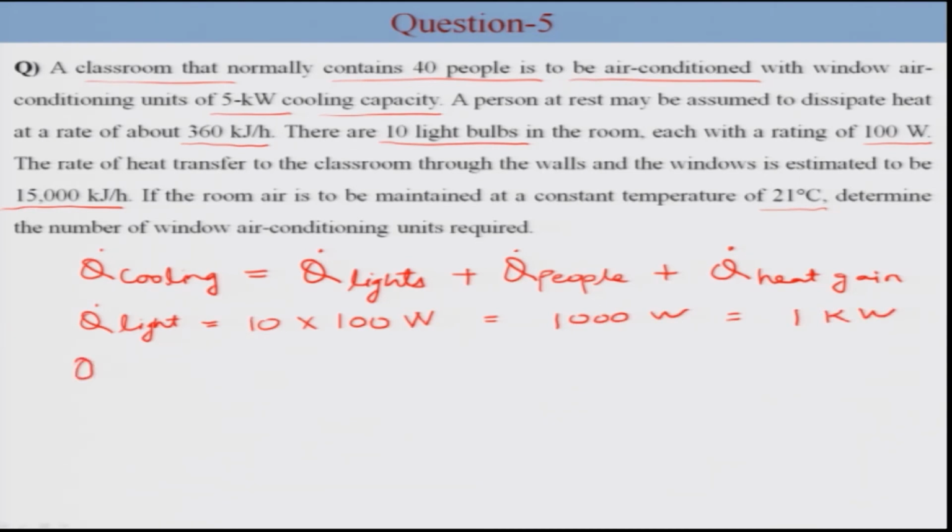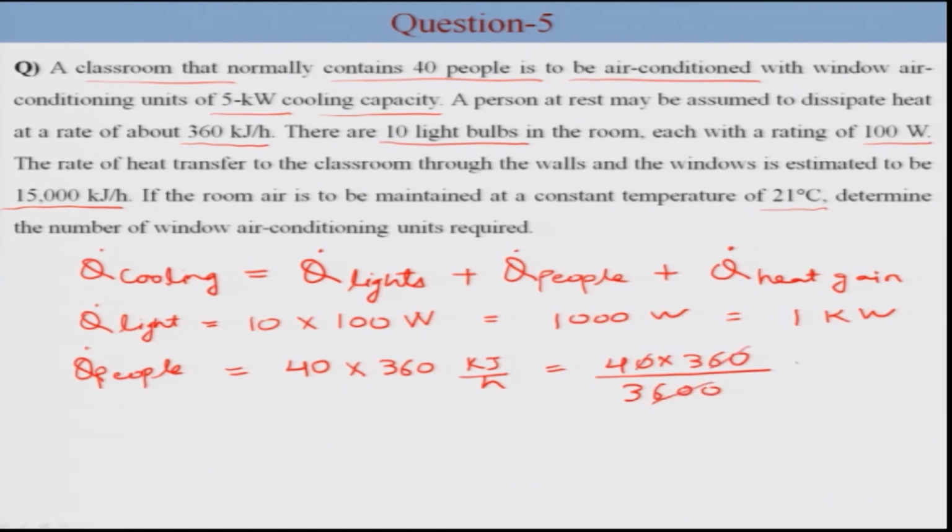Because of the 40 people sitting in the room, the total is 40 multiplied by 360 kilojoule per hour. So, it is 40 into 360 and we can convert this hour into seconds. So, this is 3600. So, this gives 4 kilowatt.